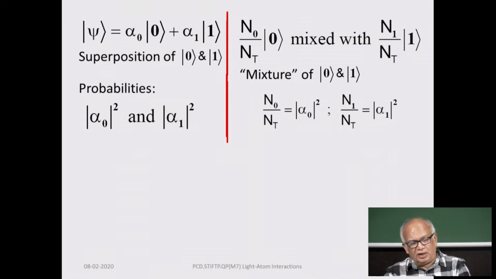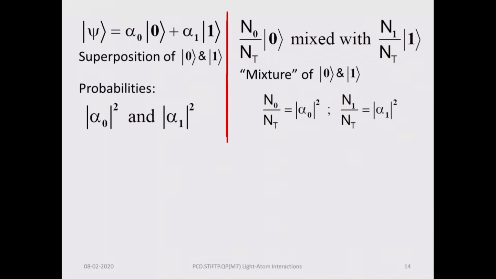You can certainly construct a mixture of these two states in such proportions. So, if NT is the total number of atoms which are available, and n0 of them are in the state 0 and n1 in the state 1, then their ratios can be chosen to be in the same proportion as alpha 0 square and alpha 1 square. So, there is a certain similarity between these two, but they are completely different kinds of systems, because one is a quantum superposition of 0 and 1, the other is a classical mixture of the states 0 and 1.